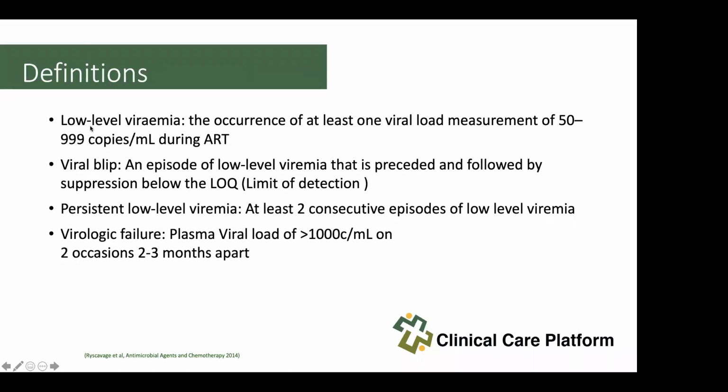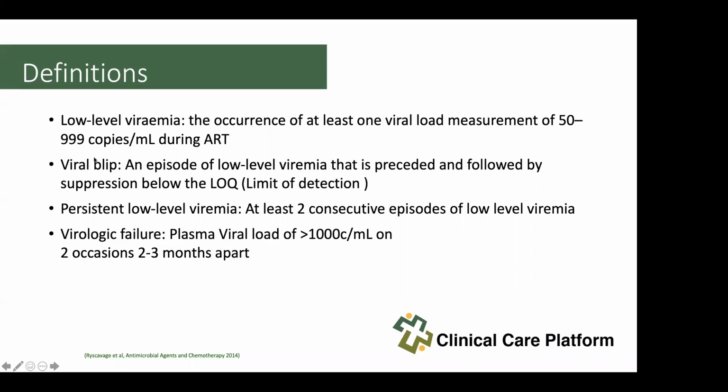Here are some definitions. Today we are discussing low-level viremia. So what is this term? It is the occurrence of at least one viral load measurement between 50 and 999 copies. In our South African guidelines, once the viral load crosses 1,000, we start to be very worried that the patient might be failing treatment. We might repeat it to confirm. But usually when the viral load is between 50 and 999, there's some gray area there, which we need to work around.